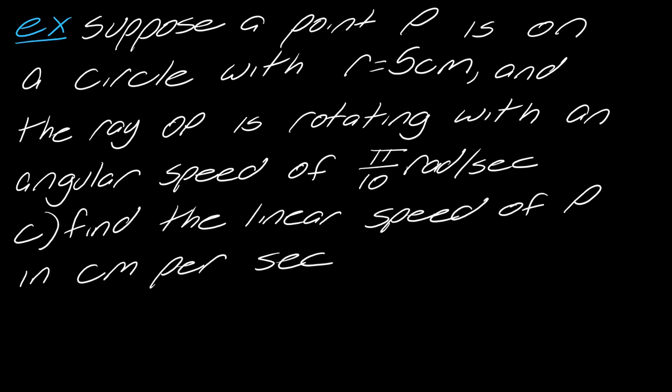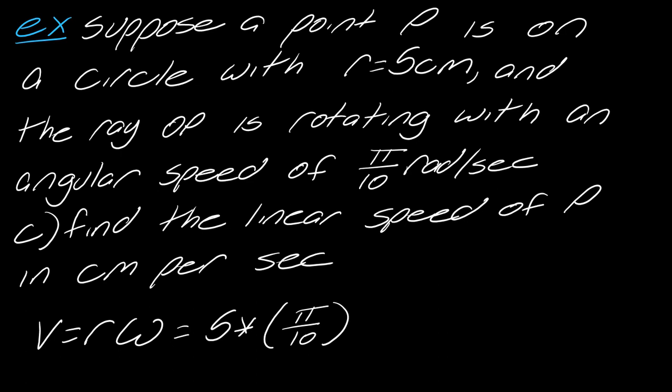And then finally, find the linear speed of P in centimeters per second. Okay, so now linear speed. We have a couple different formulas for that. I already know what omega is, so I want to use R times omega, because then I can just plug everything in, and this becomes 5 times pi over 10. So this comes out to pi over 2 centimeters per second.